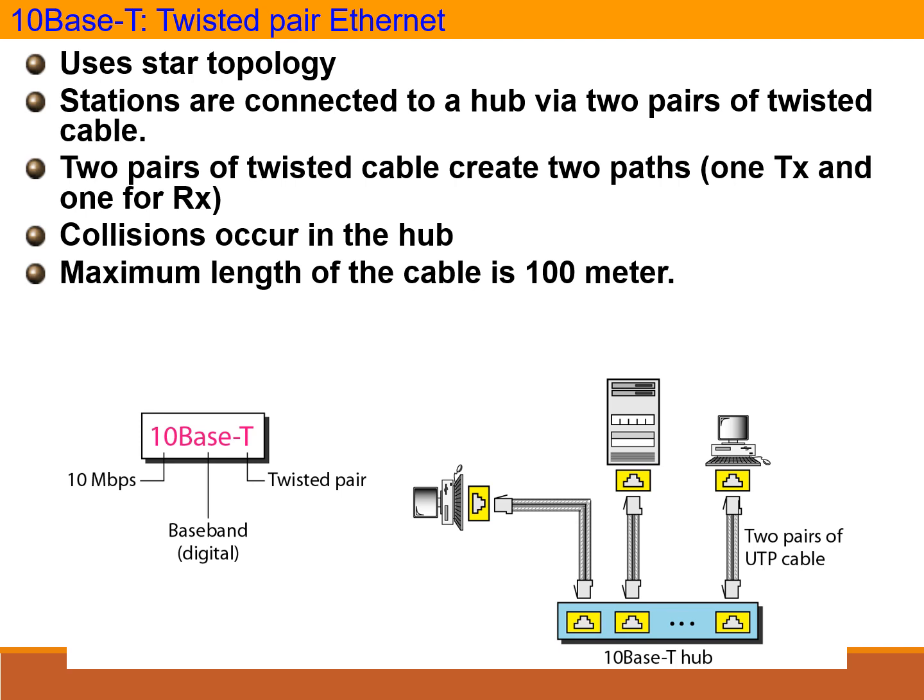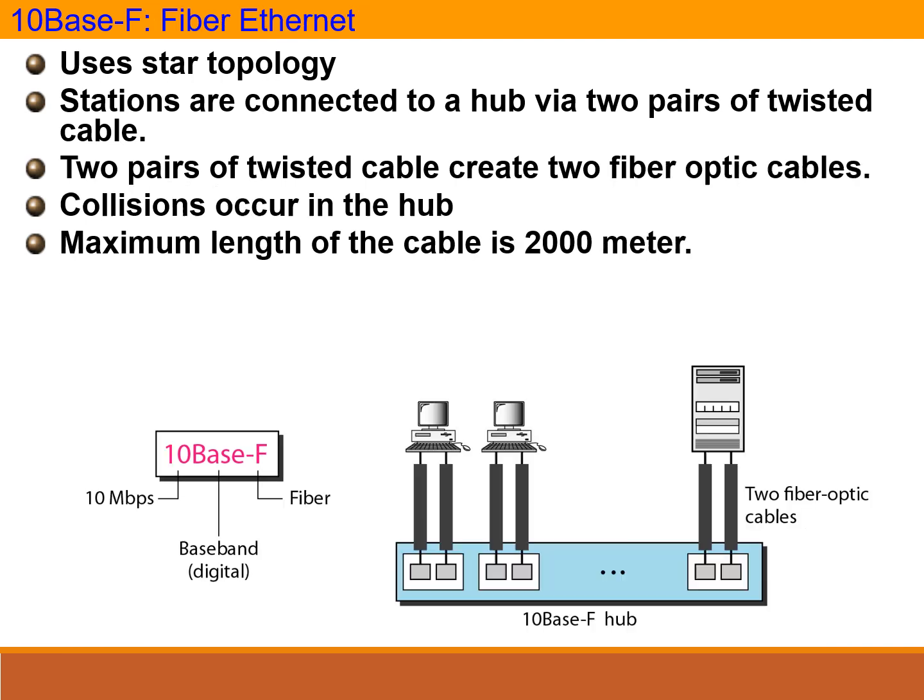So here 10BaseT hub is used for 2 pairs of UTP cable, and then collision occurs in the hub. Maximum length of cable is only 100 meters. And then next one we are going for fiber Ethernet. So here we are using a star topology.